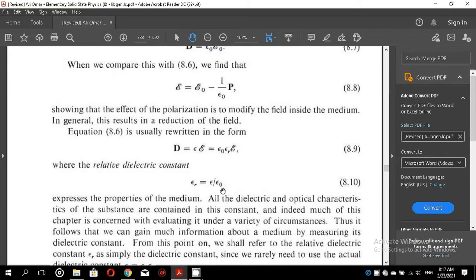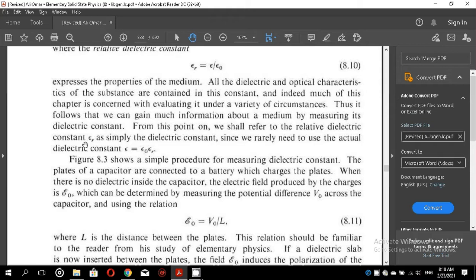So this is a very important parameter known as the dielectric constant, and indeed much of this chapter is concerned with evaluating it under a variety of circumstances. Thus it follows that we can gain much information about a medium by measuring its dielectric constant. So dielectric constant is an important parameter of a dielectric medium. From this point on, we shall refer to the relative dielectric constant epsilon r as simply the dielectric constant, and this is given by the equation epsilon is equal to epsilon naught into epsilon r.